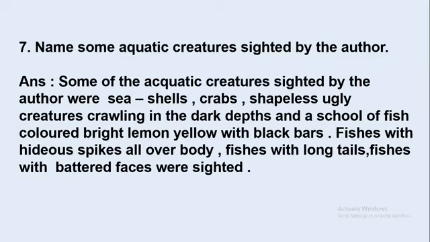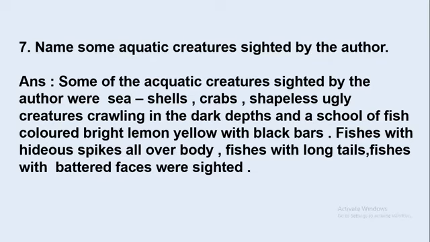Okay. So seashells, near the beaches you find the shells which have an insect in them, from which we get the pearl also. So those were found there because it's an island. We have beaches. So seashells were there. Crabs were found. Many shapeless, ugly creatures which were not known, which are very unique, which for the first time he saw, were crawling in the dark depths underneath the water. When he went for the submarine dive, he saw all those creatures.